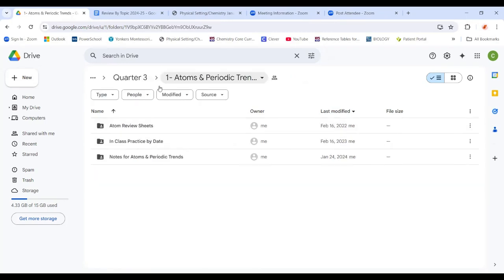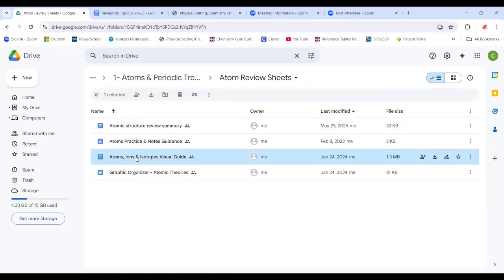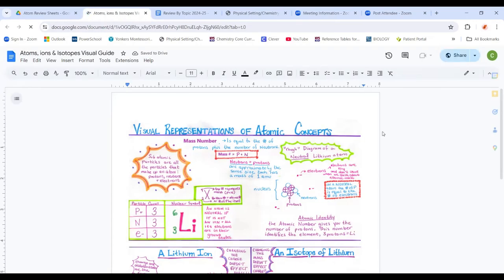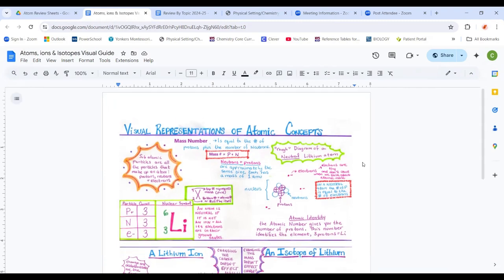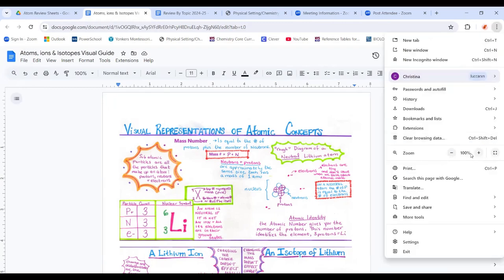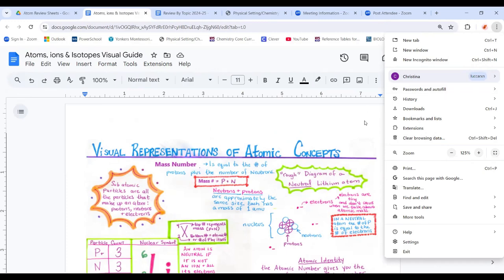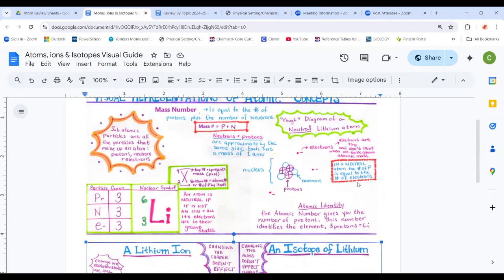So the review sheets are here. There's actually quite a lot of review sheets here. The first one I want to talk about is the atoms visual guide. So this visual guide goes over visual representations of atomic structure. It turns out there's really no such thing as a visual learner, but it helps a lot if you have a picture of this in your head.